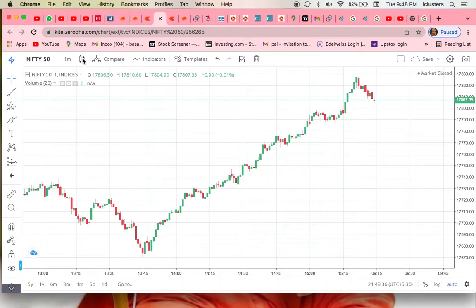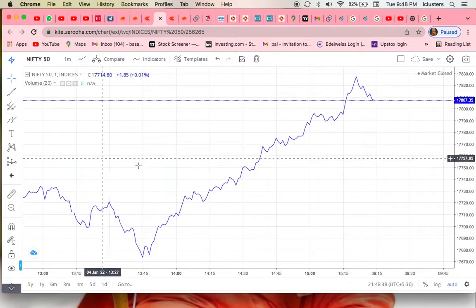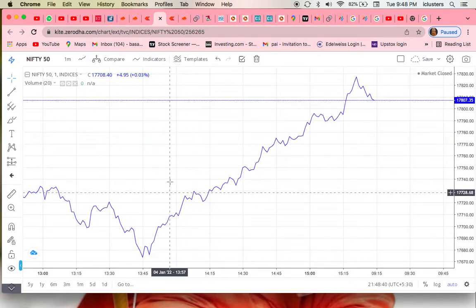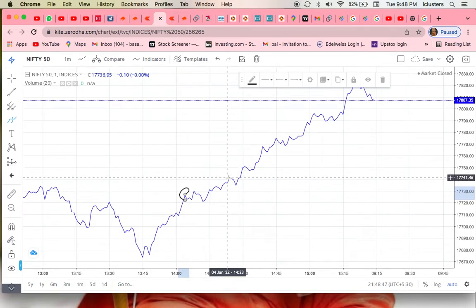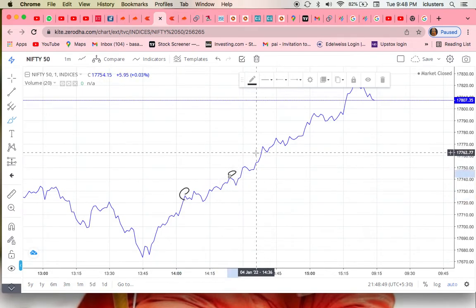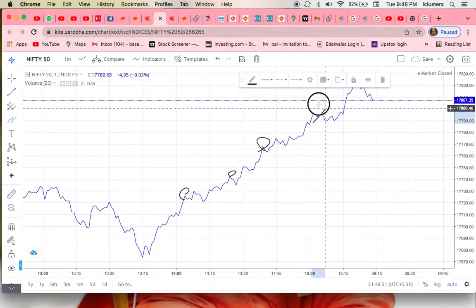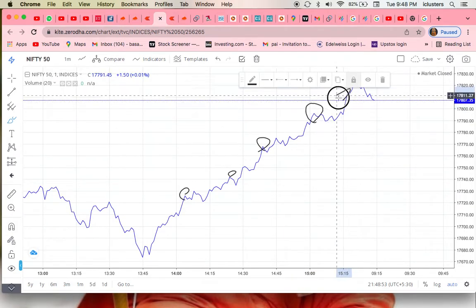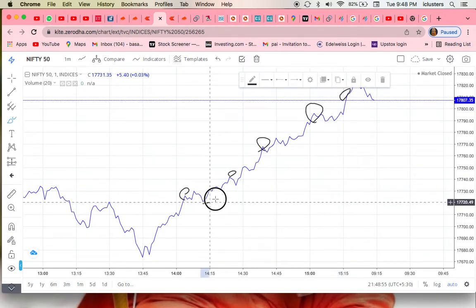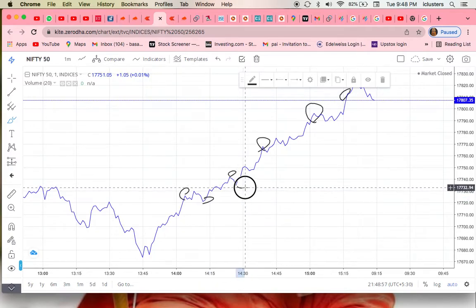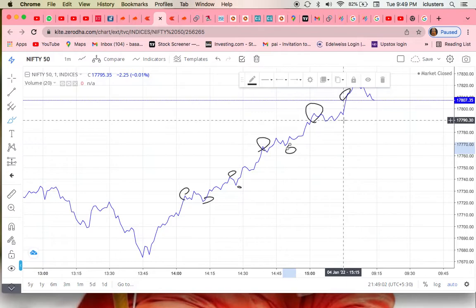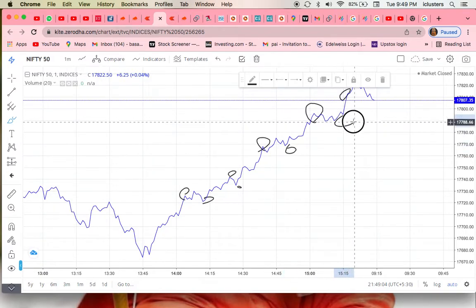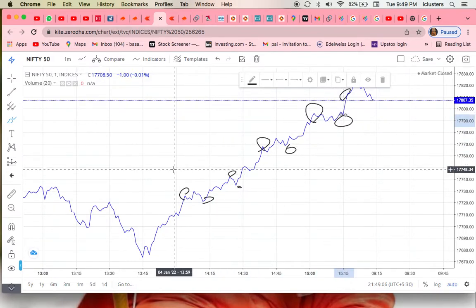See, friends, it's a line chart I will put now. See how it was creating higher highs and higher lows. This was a higher high, higher high, higher high, higher high, like this. Higher highs are being created and higher lows are being created. Higher low, higher low. These are all higher lows. This signifies a very strong uptrend.